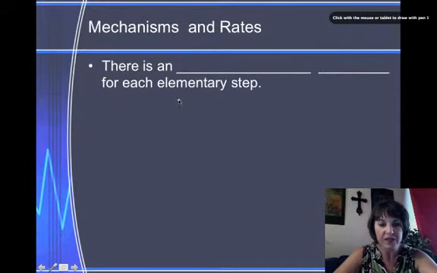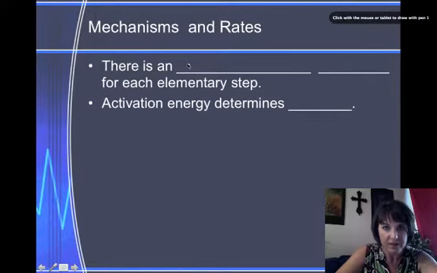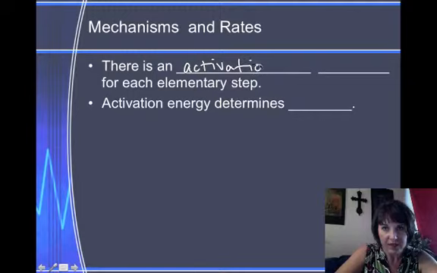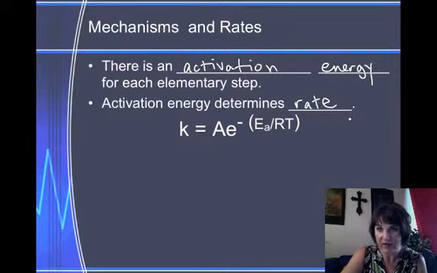And of course, for each elementary step, there's an activation energy that must be overcome for each of the reactions in the mechanism. And the activation energy, of course, determines the rate. Which of these steps is going to be the fastest step depends on which one has the lowest activation energy, right? And the slowest step is the one that determines how fast the reaction can actually proceed.